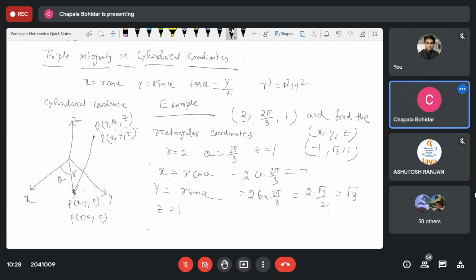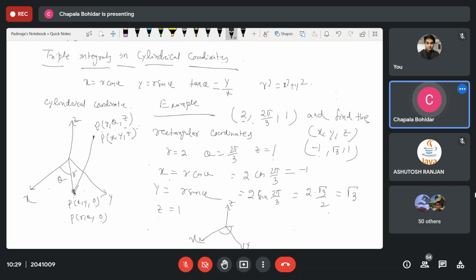Next example is rectangular coordinate. It is given to you. You have to find out the figure. Figure like this, you can do it. Here it is your figure. I'm doing here the sketch. It is your z, it is your x, it is your y. The theta is given to you, 2 pi by 3. So it is like this.